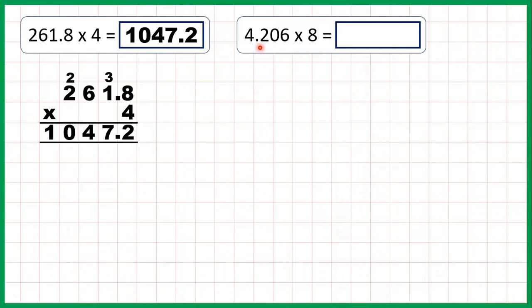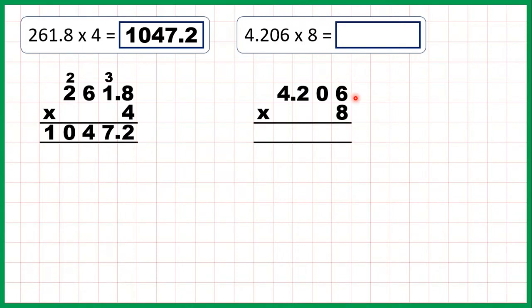Now 4.206 times 8. Again, let's set this out as a short multiplication. But here, because we have 3 decimal places in the question, because we have tenths, hundredths and thousandths, we need to copy down the decimal point so that we have 3 decimal places in the answer.